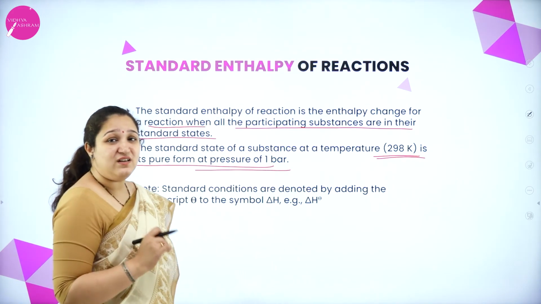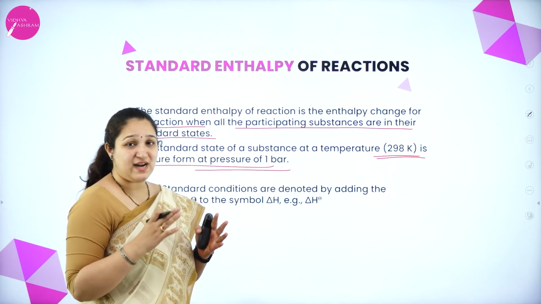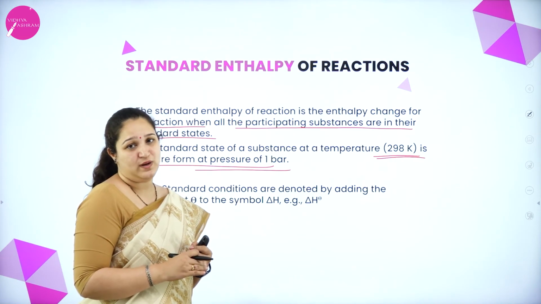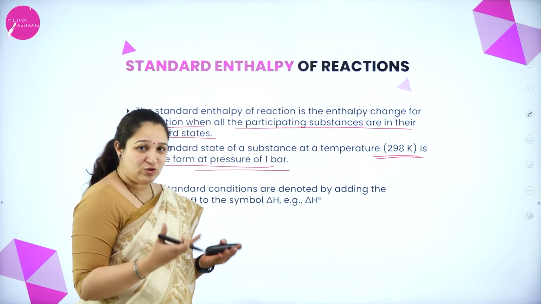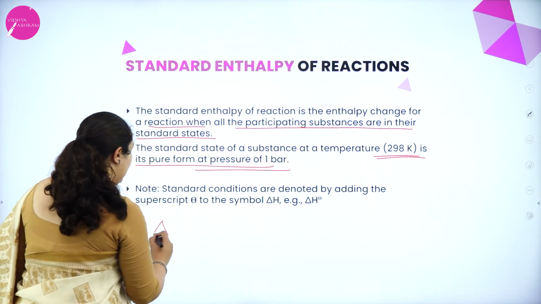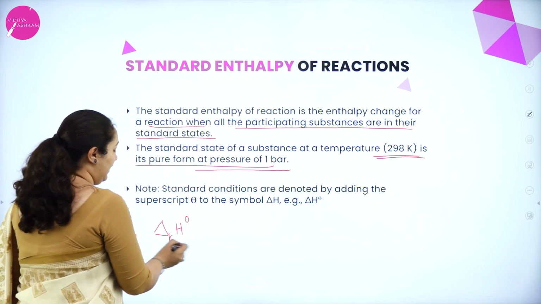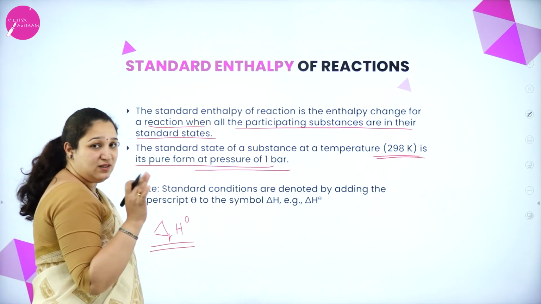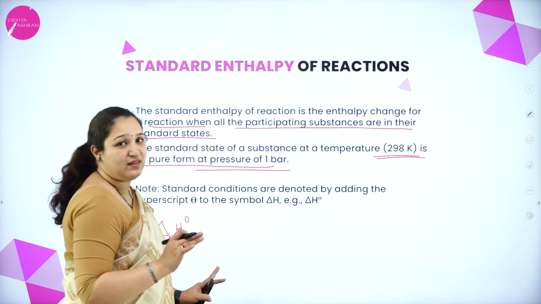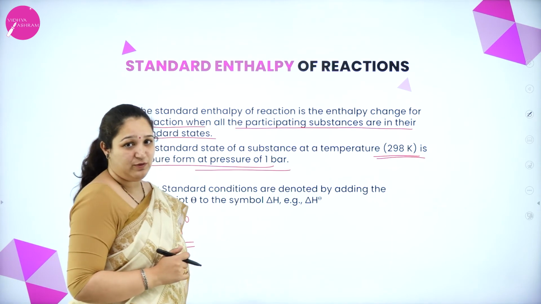Always, when we are measuring the enthalpy at standard conditions, the temperature is 298 Kelvin as well as the pressure is 1 bar. If we are calculating everything in the standard condition, then we put the symbol like this, delta R H with a naught. If you put this naught, it means that the enthalpy you have calculated is the standard enthalpy change. So that's about the standard enthalpy of a reaction.